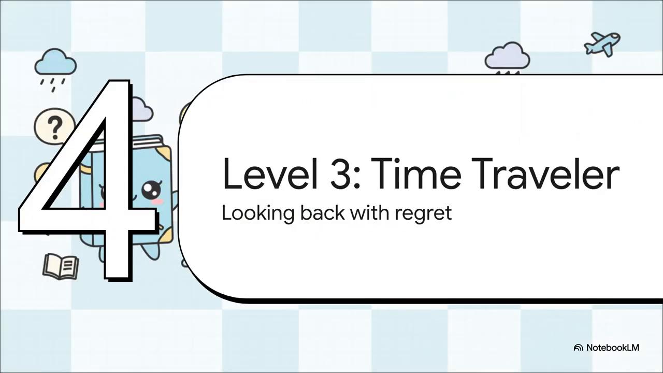Are you ready for the final level? Let's jump into level 3, the time traveler. I call it this because this conditional is like having our own little time machine. We use it to look back at the past and imagine how things could have been different. This is the third conditional.